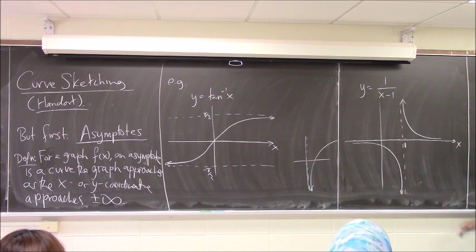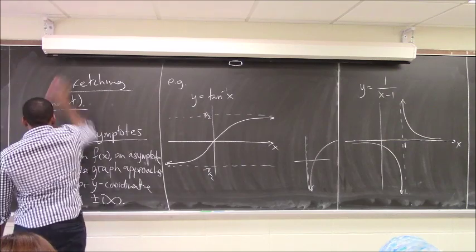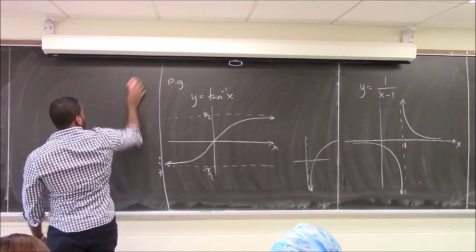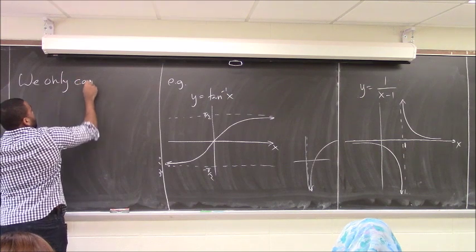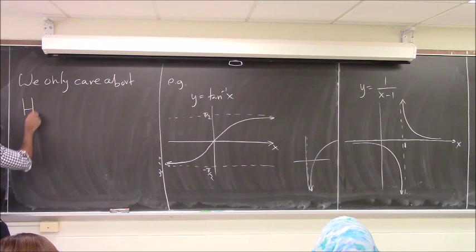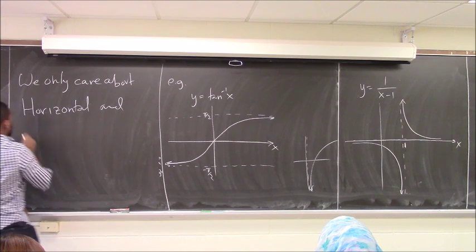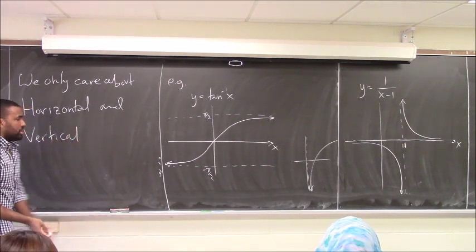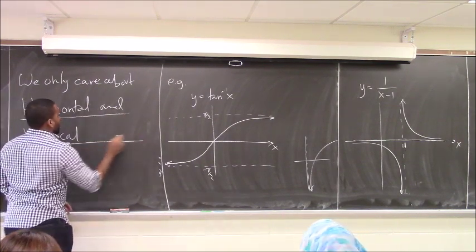However, we only care about two kinds of asymptotes, so I'm going to talk about those specifically. We only care about two kinds, horizontal and vertical asymptotes. Not that these are the only important kinds, these are just the kinds that you tend to care about in a Calculus 1 class for what you want to be able to do. So horizontal and vertical asymptotes.